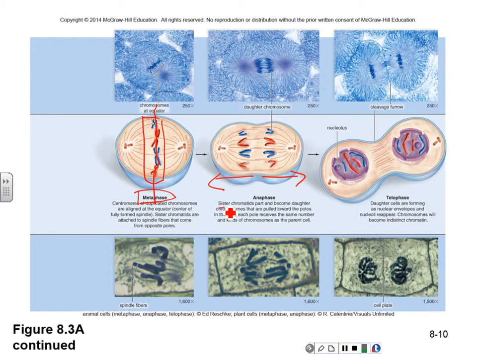So sister chromatids part and become daughter chromosomes that are pulled toward the poles. Another item that they mention, they talk about kinetochores, and I don't see it highlighted here in this picture, but do you see these yellow little spots on the side? Basically what they think is here are duplicated sister chromatids.